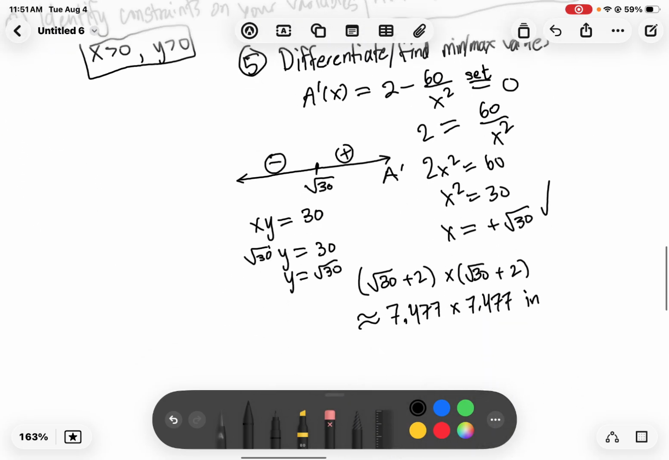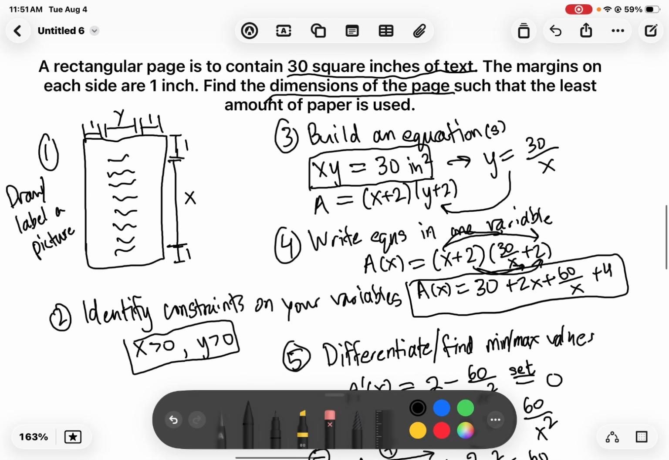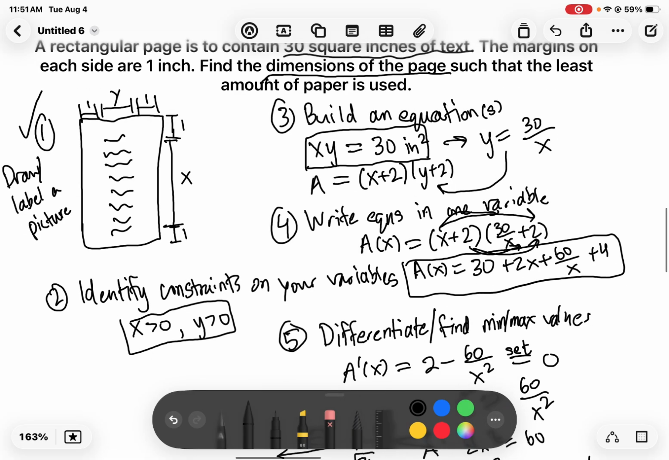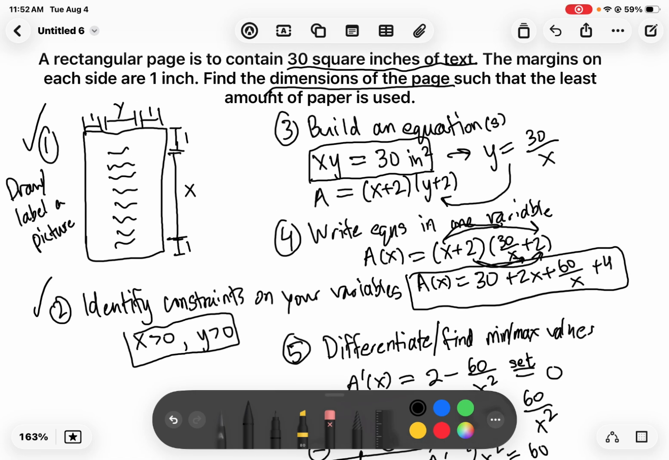Good. So let's go ahead and review real quickly. Our first step in these problems is to draw and label a picture. And so we did that. We drew our piece of paper and we labeled our variables and what we knew. Then the second step was to identify the constraints on our variables. That basically just means to give intervals for our variables based on the context of the problem. Usually the variables have to be positive and they can't be negative.